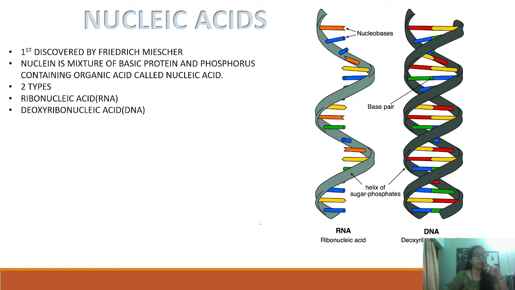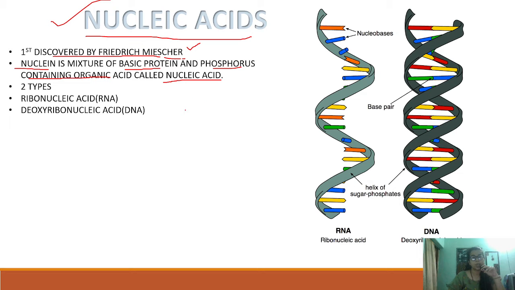Let's start. Before moving to the structure of DNA, let's know what nucleic acid is all about. Nucleic acid is a biomolecule which was first discovered by Frederick Miescher. Nuclein is a molecule which is a mixture of basic protein and phosphorus-containing organic acid. So by the mixture of this protein and phosphoric acid, they form the organic compound, the nucleic acid. That's why they are called nucleic acid.